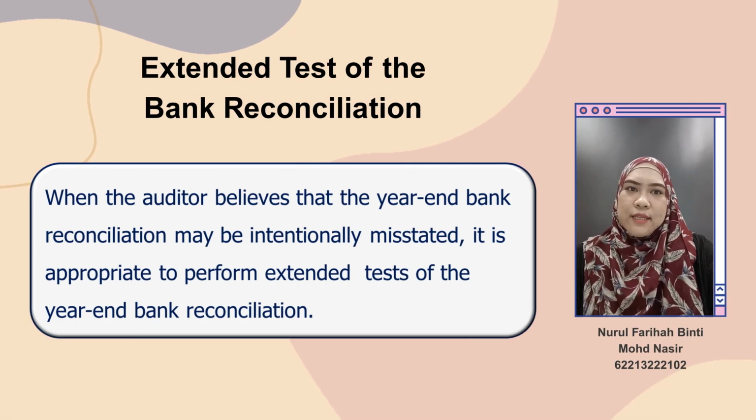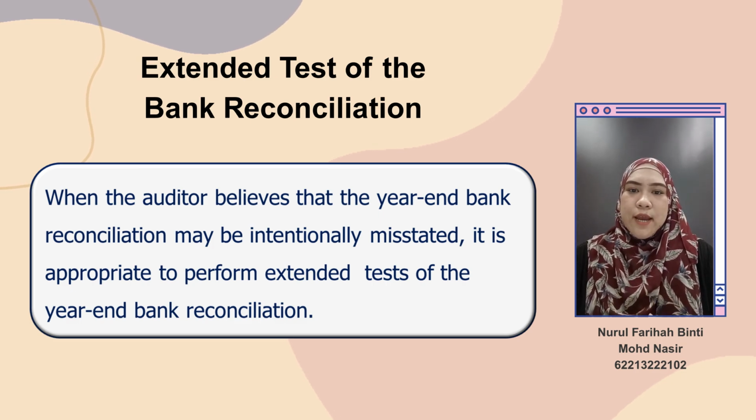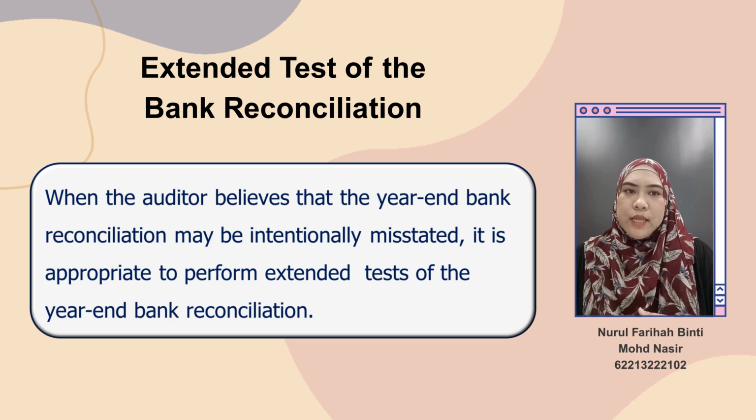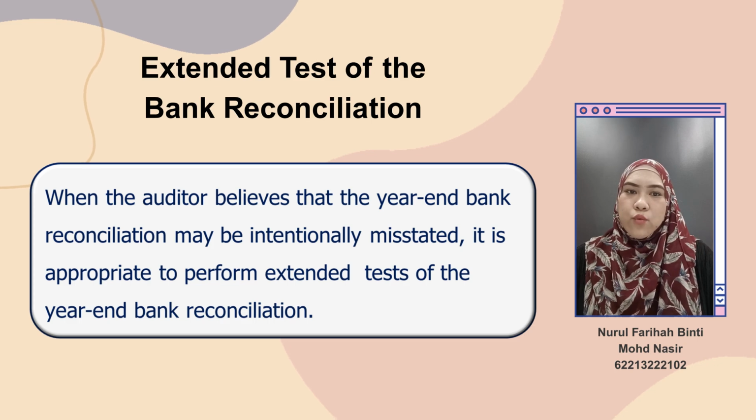Next is the extended test of the bank reconciliation. When the auditor believes that the year-end bank reconciliation may be intentionally misstated, it is appropriate to perform an extended test of the year-end bank reconciliation. The extended procedures verify whether all transactions included in the journals for the last month of the year were correctly included in or excluded from the bank reconciliation, and verify whether all items in the bank reconciliation were correctly included.